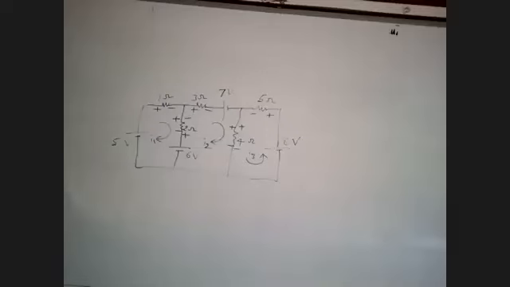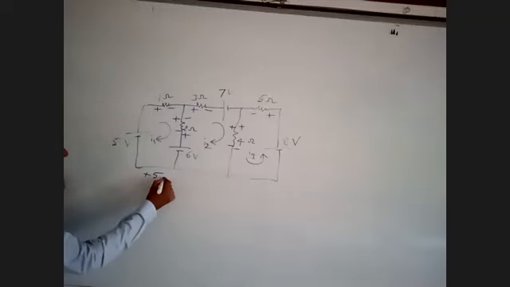Now we'll write the loop equations. See here. First we'll take the first loop. In the first loop, I1 is the reference. I1 is going from minus to plus, so plus 5. I1 is flowing from plus to minus. Plus to minus means minus 1.